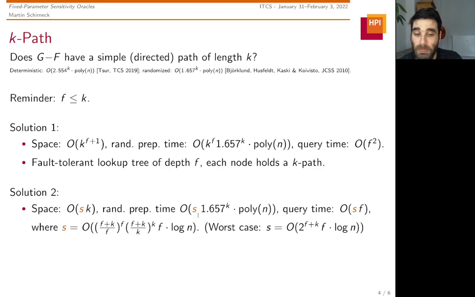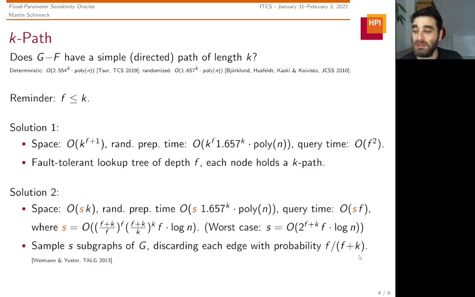preprocessing time. But unfortunately, this S also creeps in the query time. So we pay this space reduction by significantly increasing the query time. We get this second solution by sampling S subgraphs of G, by in each one of them discarding each edge independently with probability f divided by f plus k.